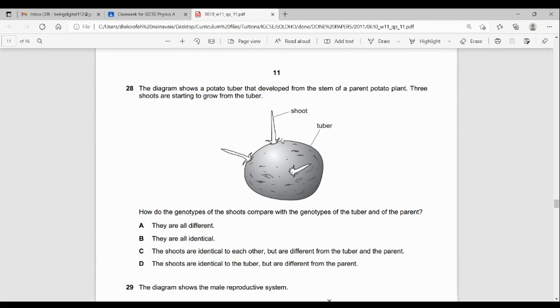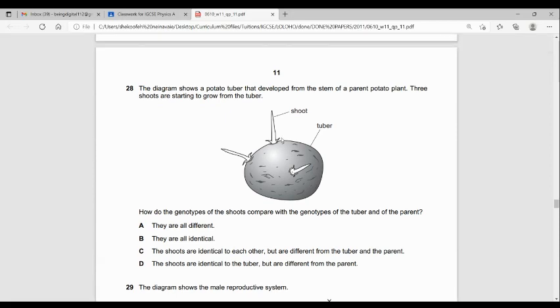Question number 28. The diagram shows a potato tuber that developed from the stem of a parent potato plant. Shoots are starting to grow from the tuber. This kind of growth and reproduction is asexual reproduction because there are no two parents. There is one parent, just budding and growing in a different part of it. How do the genotypes of the shoots compare with the genotype of the tuber and of the parent? In asexual reproduction, the shoot is the offspring of this parent. This is one parent, and this is its offspring, isn't it? They are produced by asexual reproduction because there are no two parents. We don't have gametes. We have only one parent, which has made an offspring that looks exactly the same as the parent.